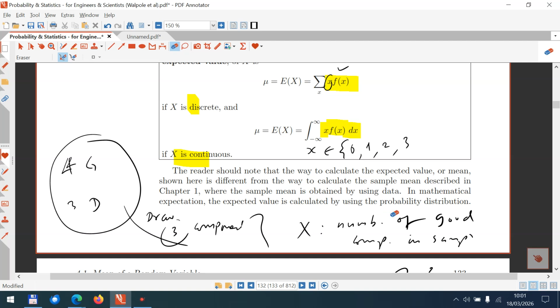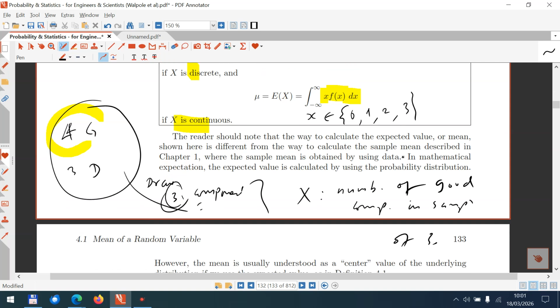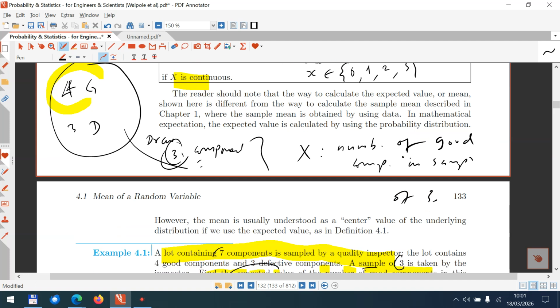So the possible values are, although there are 4 components in the lot, he is only drawing 3 components for inspection. So it cannot be more than 3. And the distribution is very simple. For the distribution, you already know that I can write it on the next page.